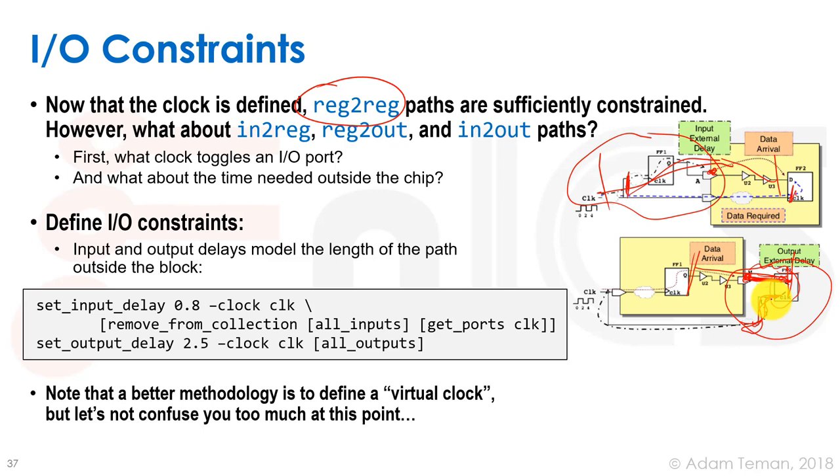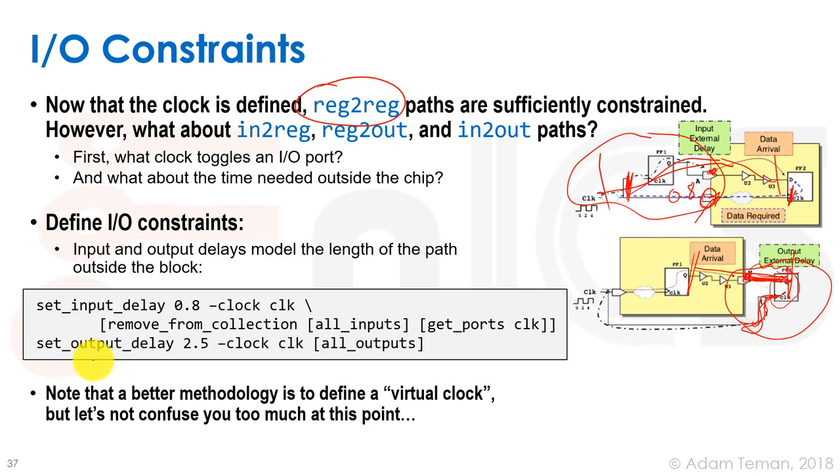So how we would show that is set_input_delay 0.8, that's saying this guy here is 0.8 nanoseconds, minus clock, it's from the same clock that reaches here, the same clock that we gave the name CLK, and we're going to define this perhaps on all of the inputs to the design. So we would do it on all inputs, but we don't want to define it on the clock input because that would be very strange. So we do remove_from_collection, we remove from all inputs the input that's called clock. So it puts it on all of the inputs except for the input clock.